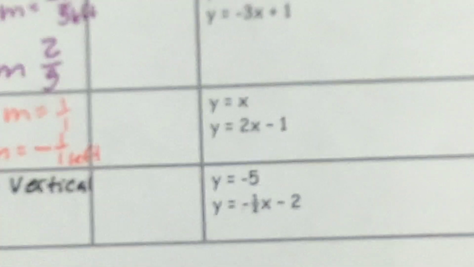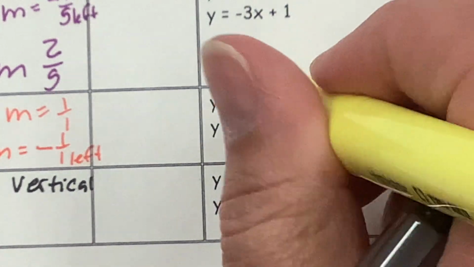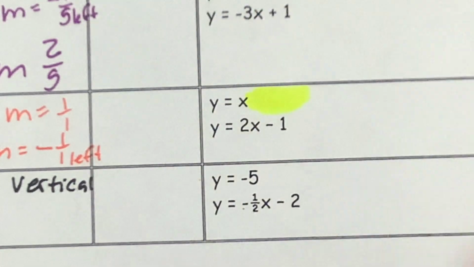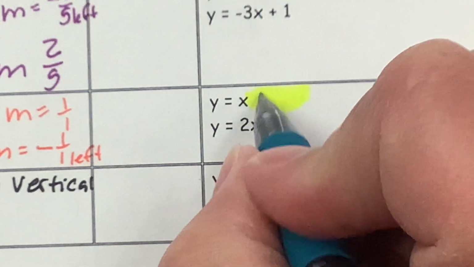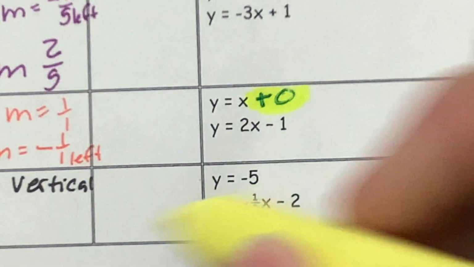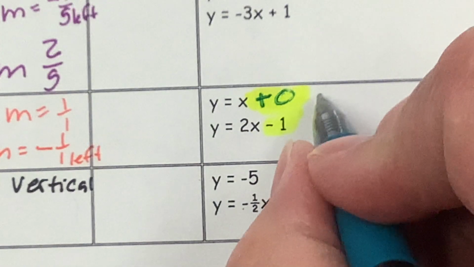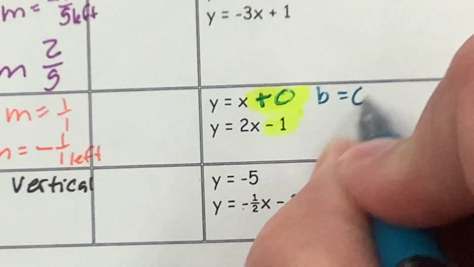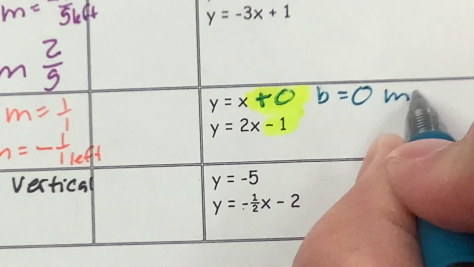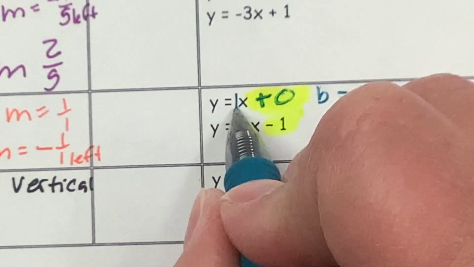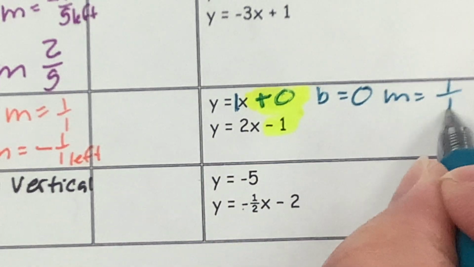Make it nice and big, and look at that. Again, I don't have a y-intercept, so I have to add my own plus 0. Oh, and I forgot to highlight this negative 1. So this is going to be, begin at the b, 0, and m equals, there's no number there, so I put 1 over 1.